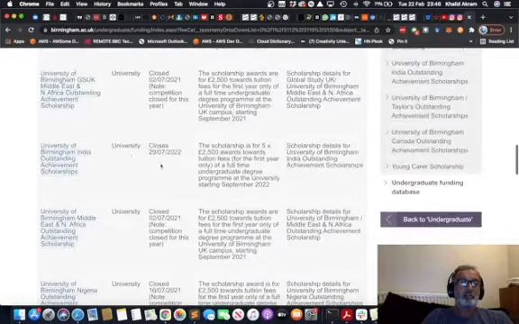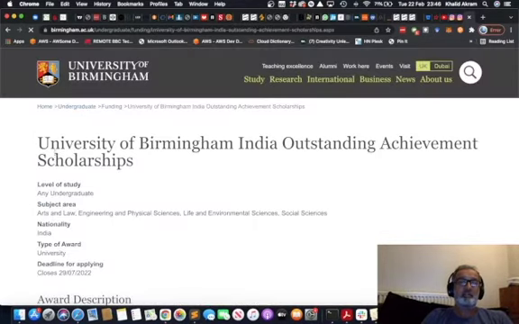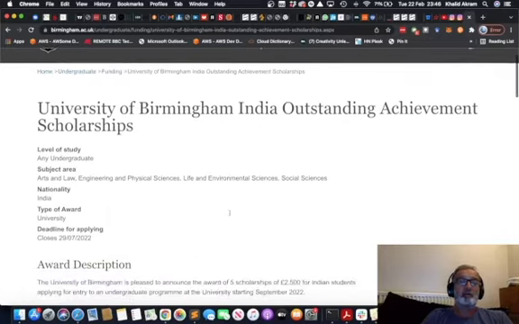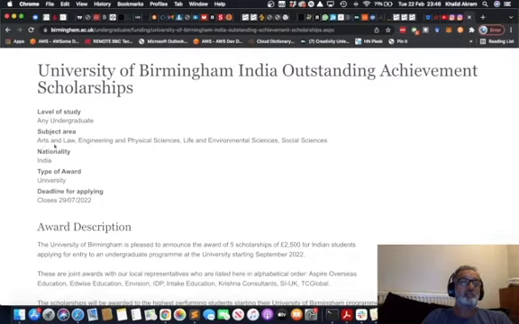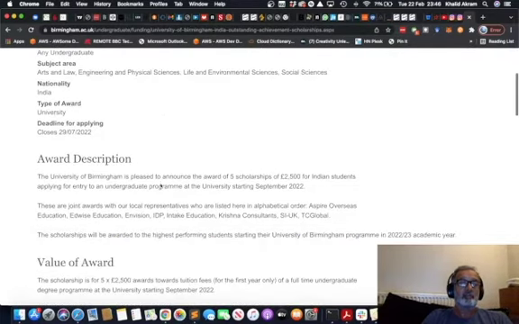Closed, closed, closed, closes. Here's another one. University of Birmingham, India Outstanding Achievement Scholarship. So this is for people who are from India. Scholarship is for 5 times £2,500 awards towards tuition fees. So if we click on the link to see what this is about, this is for Indian students, Outstanding Achievement Scholarships. Yeah, undergraduate, what subjects, arts, law, engineering, etc.